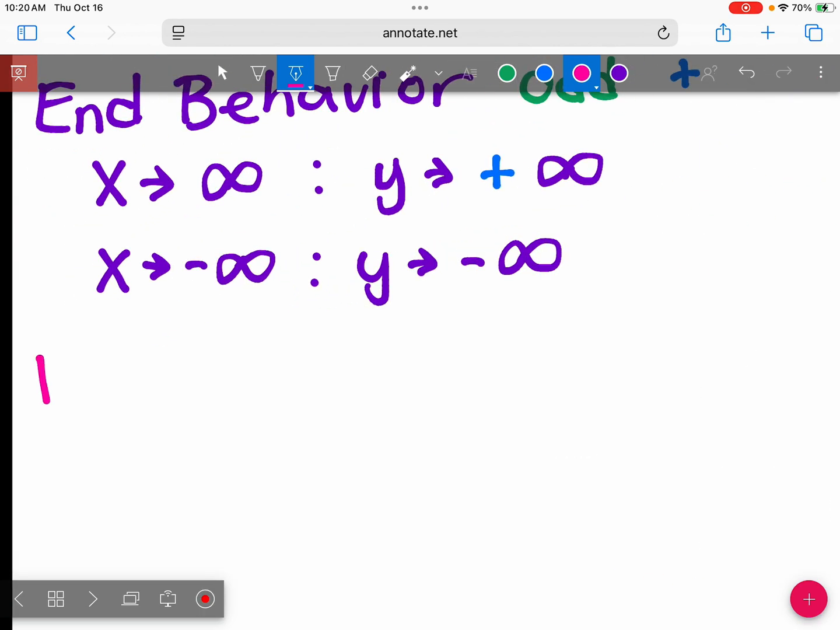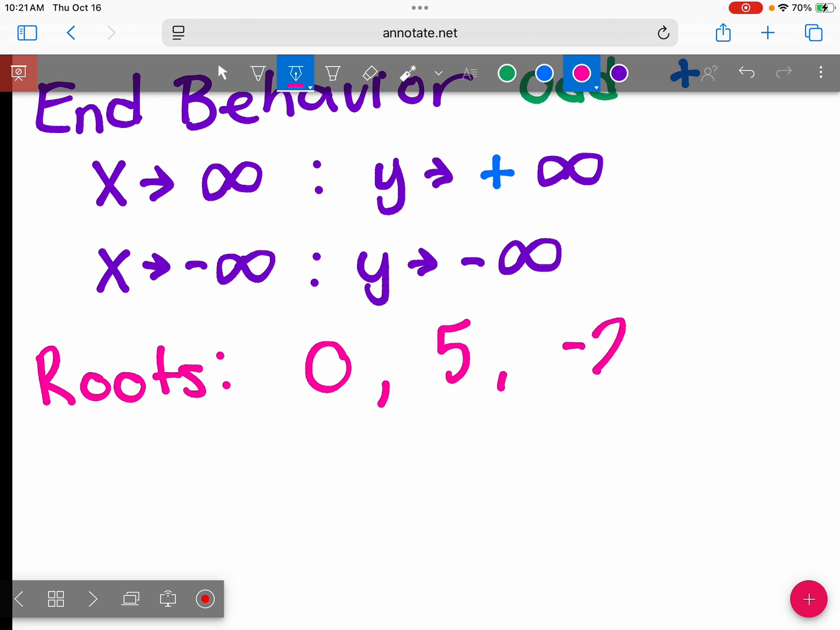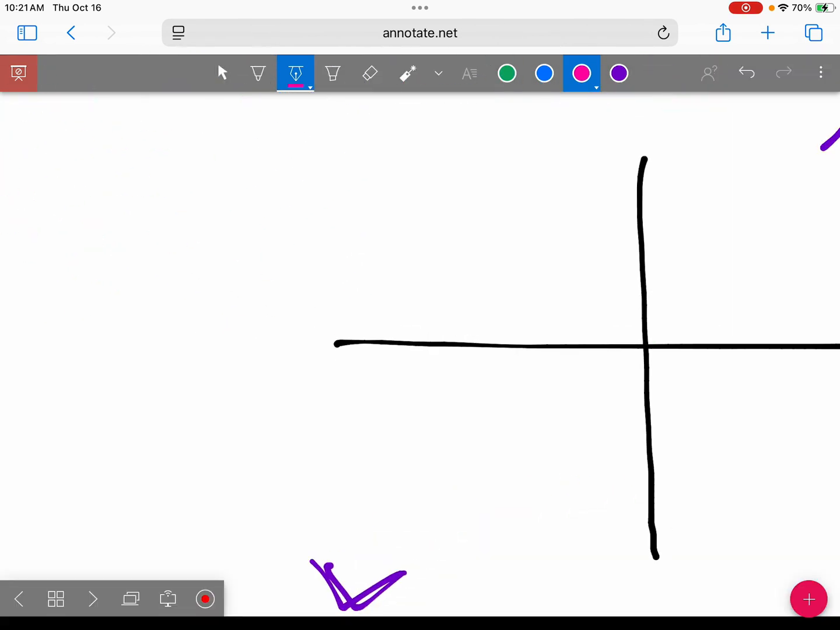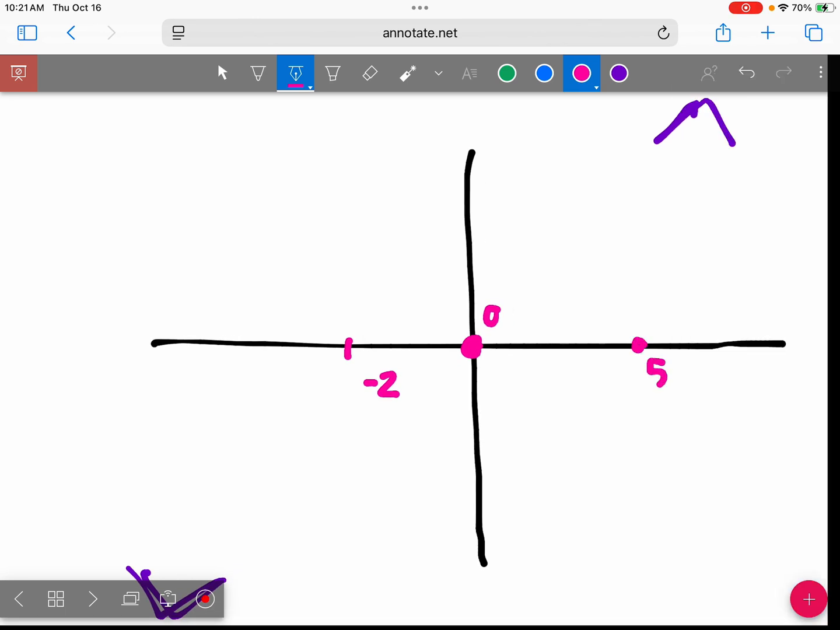So what are our roots or our zeros, x-intercepts? 0, 5, and negative 2. I know a lot of them were said, but it was all smushed together, so negative 5, 2, all overlapping. So I know where my roots are. We're going to have a root at 0, a root at negative 2, and a root at 5.